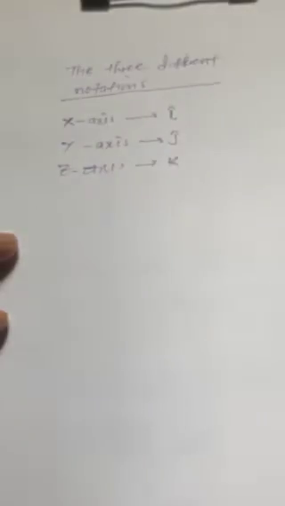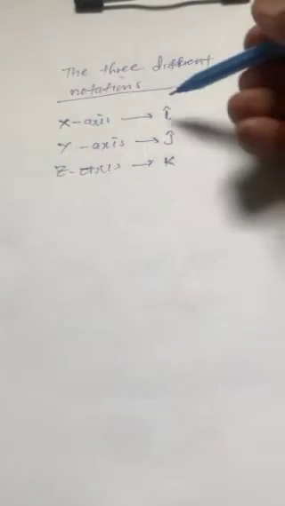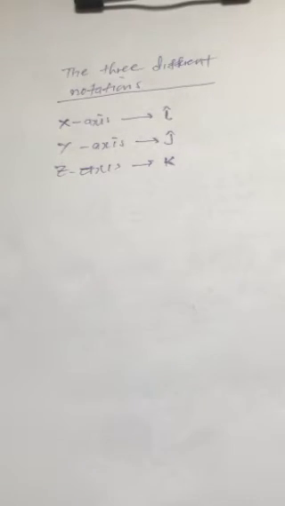So I'll start. X-axis is represented by a notation i. Then the y-axis is represented by a notation j. Then z-axis is represented by letter or notation k, meaning that a vector that is given can be represented in these notations, which is this, that, and that one.